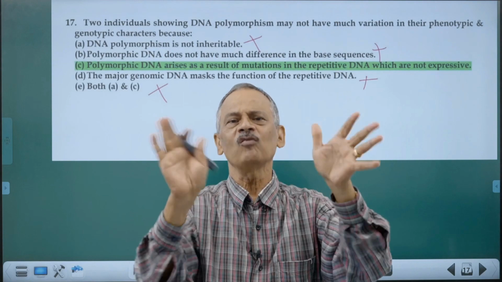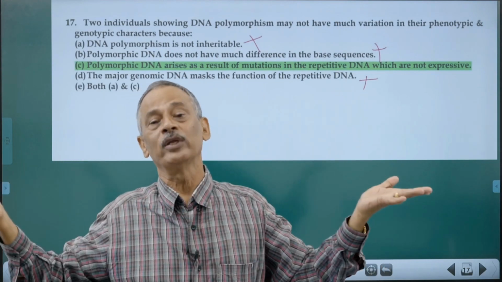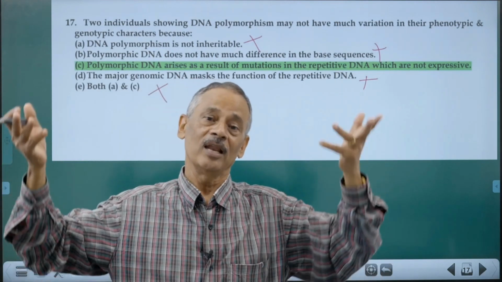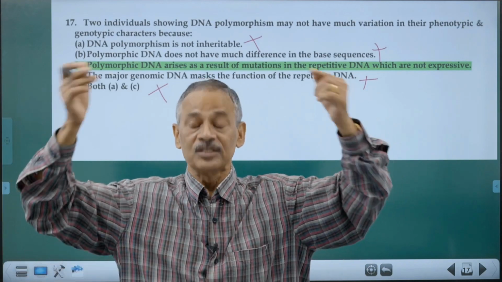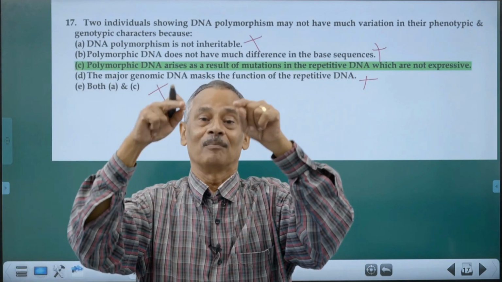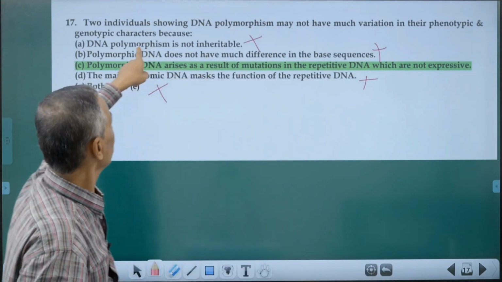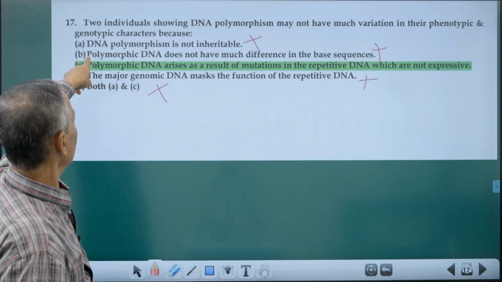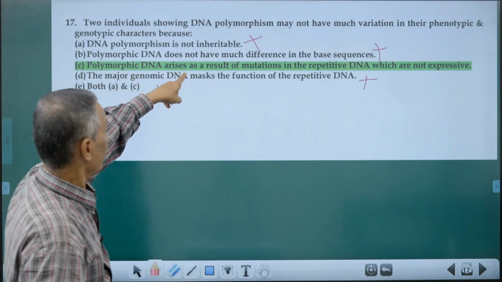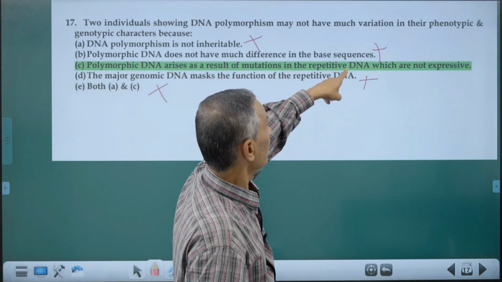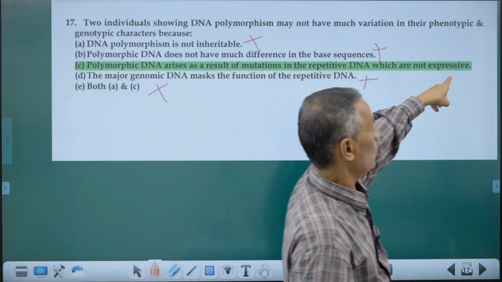More differences at the molecular level, DNA polymorphism, occur in the non-coding part. In the coding part, there will not be much difference. That's why the two individuals may be looking alike. They are twins, but still, at their molecular level, in the non-coding part, there will be differences. Okay. So, the polymorphic DNA arises as a result of mutation in the repetitive DNA, which is not expressed.